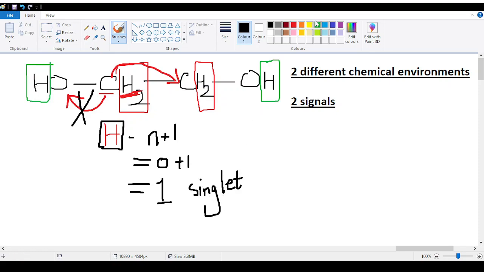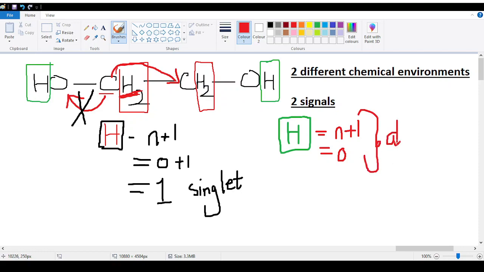All right. Now, that goes for the red colored group, and what about the green colored group, the OH group? If you have to remember this, for them n plus one is always zero. Even though they have a neighbor which is different, for OH it's always singlet. This is like an exception. So for OH, hydrogen which are inside an OH group, it's always singlet. So both singlets.